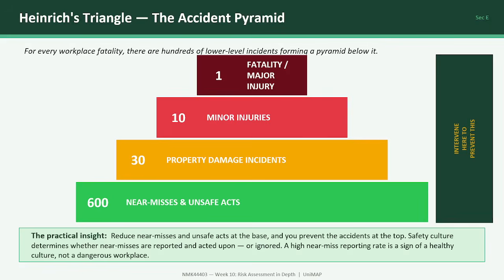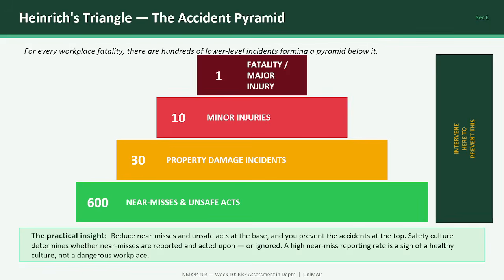The practical implication is profound. You cannot prevent fatalities by focusing on fatalities. By the time they occur, the opportunity for prevention has long passed. But you can prevent fatalities by systematically addressing what is happening at the base of the pyramid, the near misses and unsafe acts. Every near miss is a system telling you the conditions for a serious accident are present. Act now before the random factor that saved you this time is absent. This is why near-miss reporting is a leading indicator.